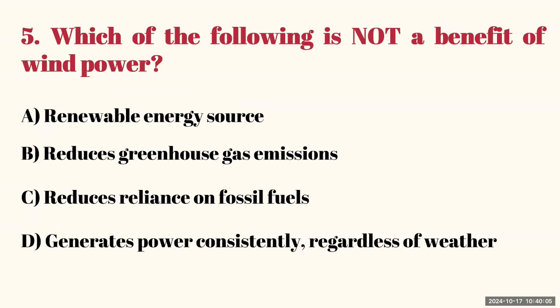And lastly, which of the following is not a benefit of wind power? Is it A, a renewable energy source? B, reduces greenhouse gas emissions? C, reduces reliance on fossil fuels, and D, generates power consistently regardless of weather. Okay, we can see that the answer is between D and B. We also have an A. So keep in mind this question is asking which of the following is not a benefit of wind power. So here we are not looking for the benefits, but rather the option that doesn't show a benefit of wind power.